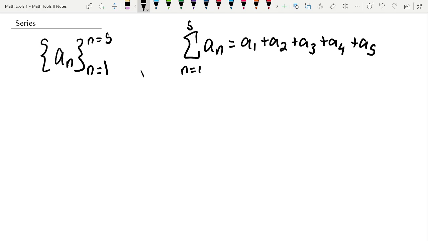Now, when it's a finite series, this is really nothing special, right? This is just adding up a bunch of numbers, and we can do that even with the most complicated of functions pretty easily. But what about if we want to add an infinite number of terms?